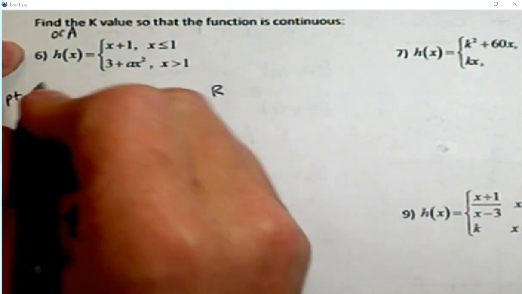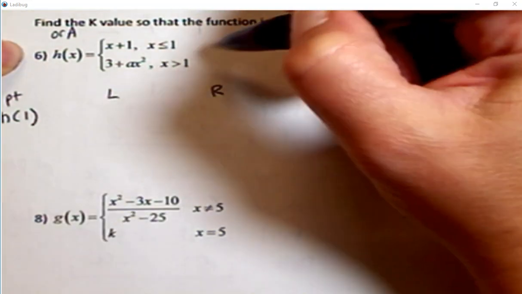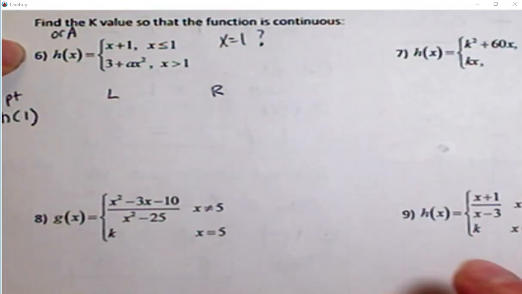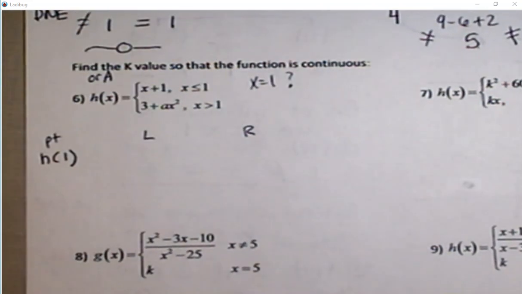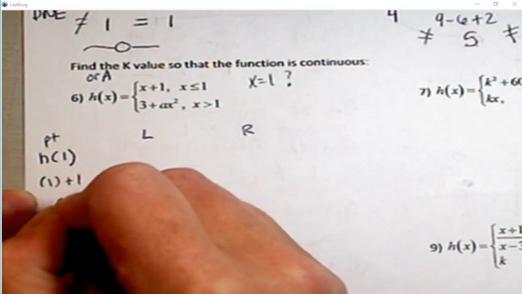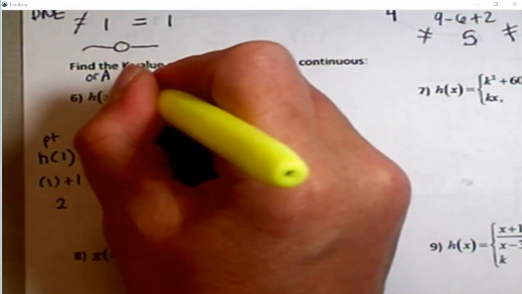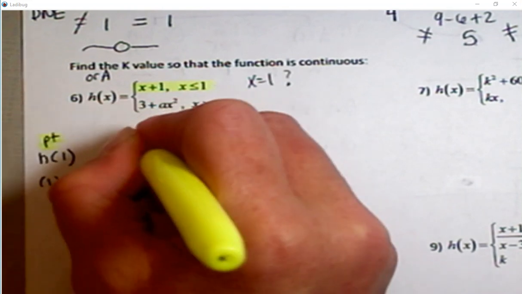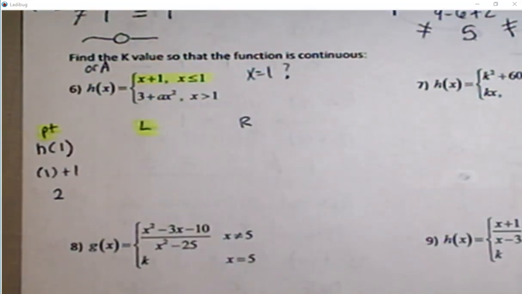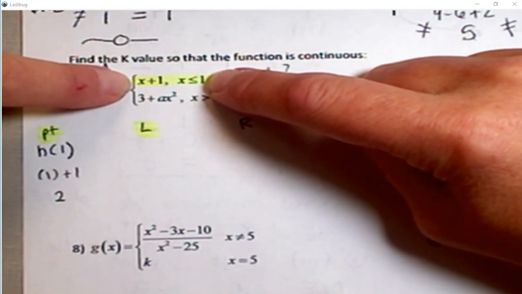So the point comes from h of 1. Now, obviously, I'm going to use x equals 1 as the point in question because that's where the piecewise is changing. That's the part that I need to make sure it matches. So h of 1 is 1 plus 1, which is 2. I'm going to do a little color coding. The point and the left are the same. So guess what? I'm not going to redo it. I'm just going to leave it there. The point and the left are the same.